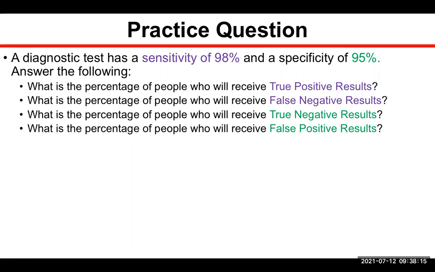So on an exam, I might ask you, the diagnostic test has a sensitivity of X percentage, so here in this case, 98%, and a specificity of some percentage, in this case, 95. And what I want you to be able to do is identify these particular terms and apply this with this particular data. And so I've color-coded the terms with the respective term that I want you to apply it to.